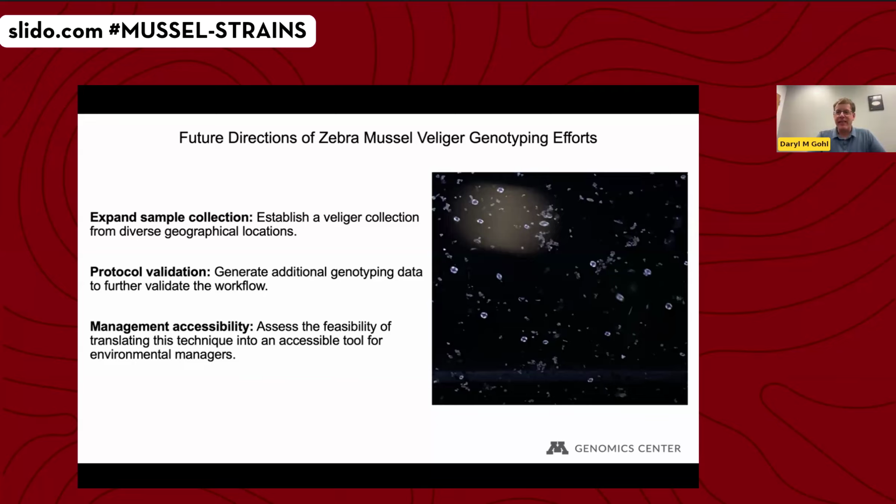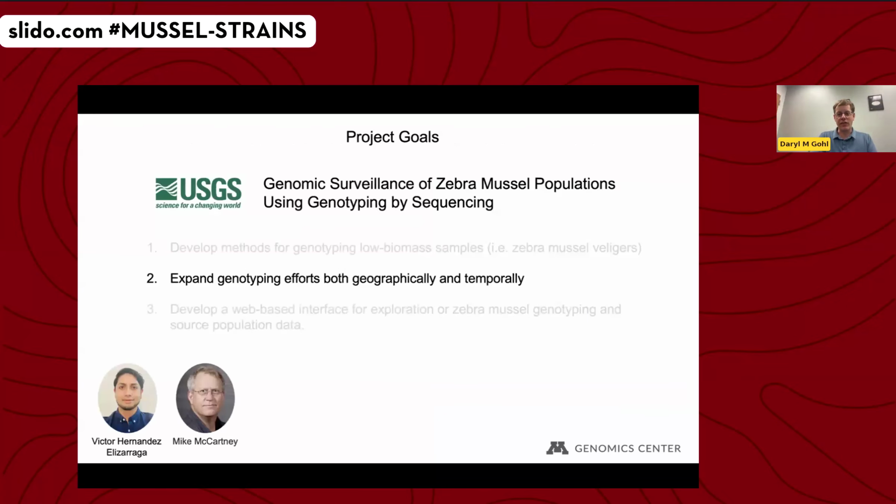All right, great. Thank you, Victor. Yeah, I think it's very exciting that we're very close to being able to apply this technique to start genotyping veligers in addition to adult mussels.